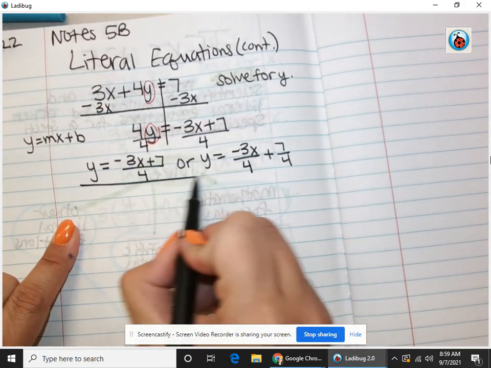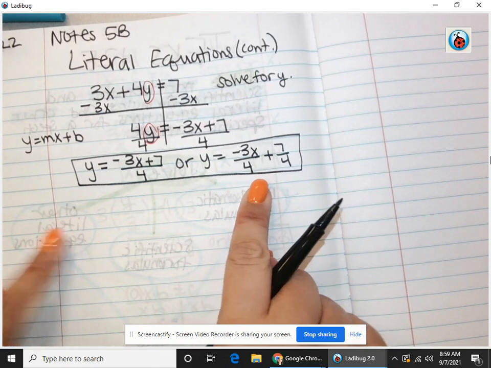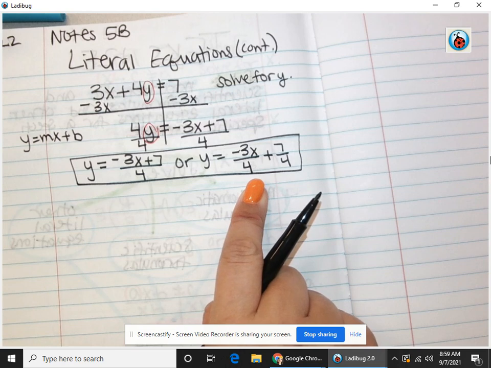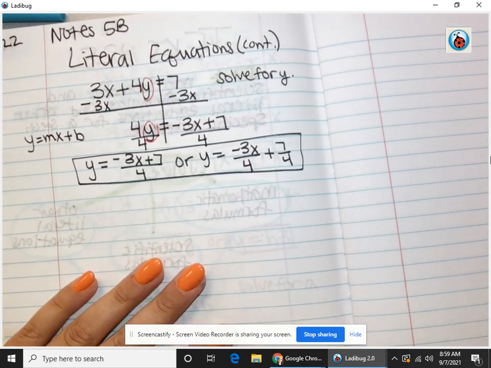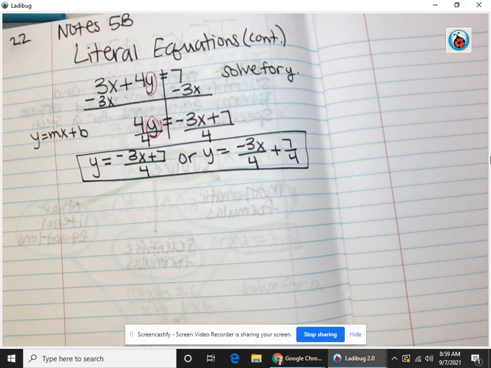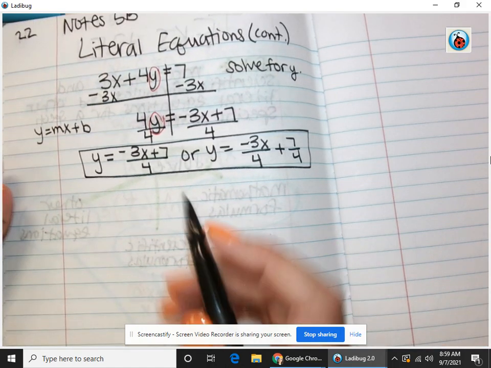Now, the splitting up part works really well when you have a denominator that is divisible into one of your numbers up here. Okay. Are there any questions? No. Okay. Did you have a question there? No? Okay. Let's look at another one.